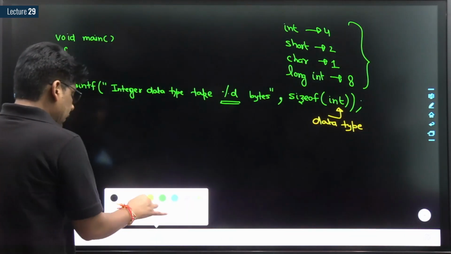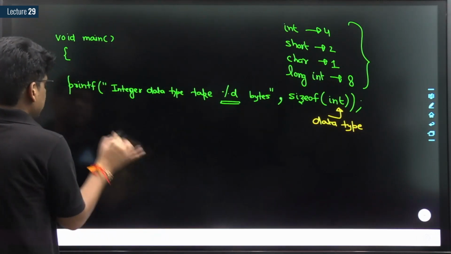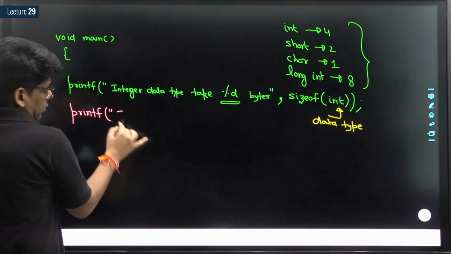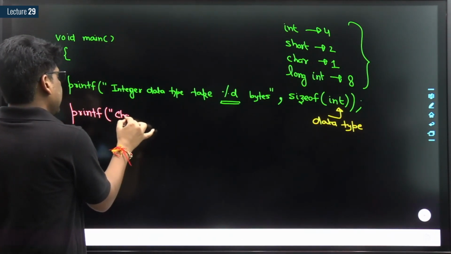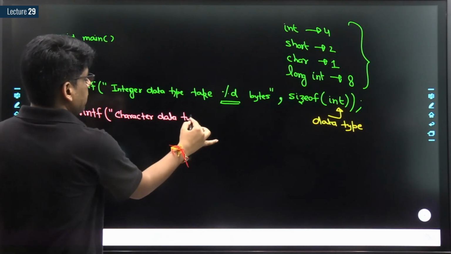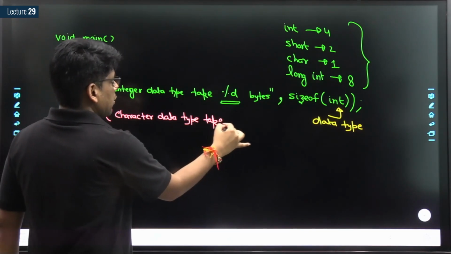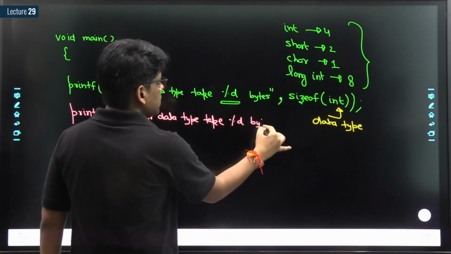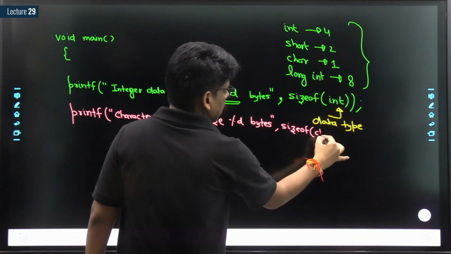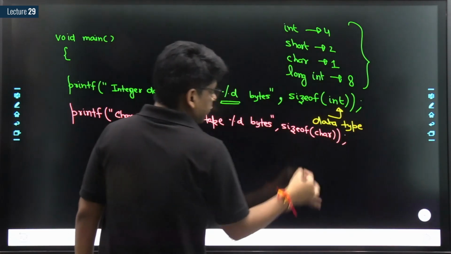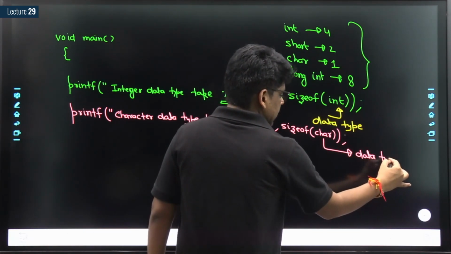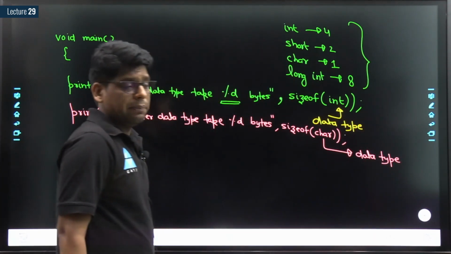Sir, in a similar manner, can we write something like this? printf character data type takes %d bytes. Yes, sir. And this time I am asking, what is the size of char? Sir, again, the sizeof operator is taking the operand as a data type.